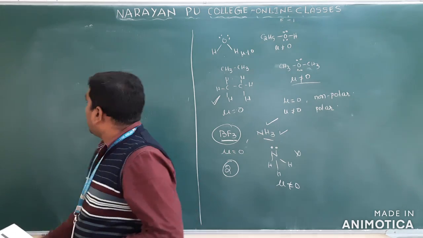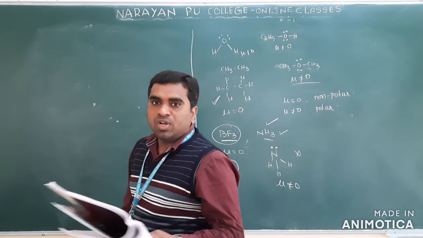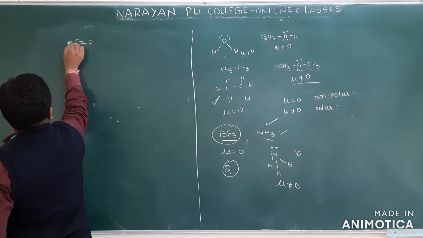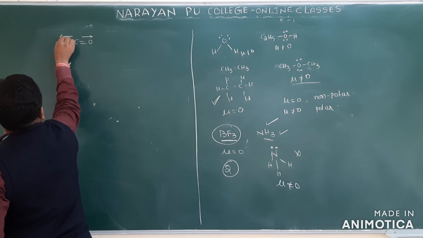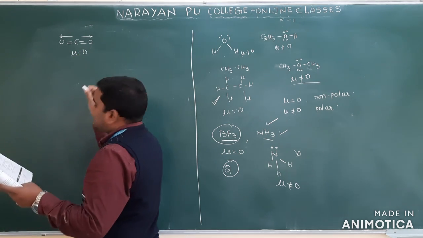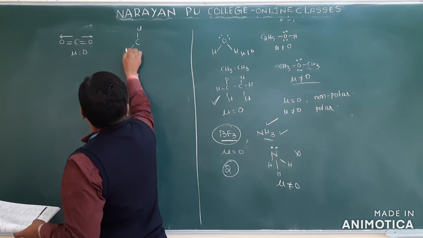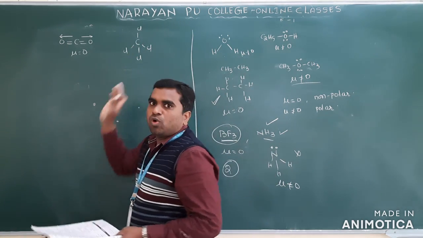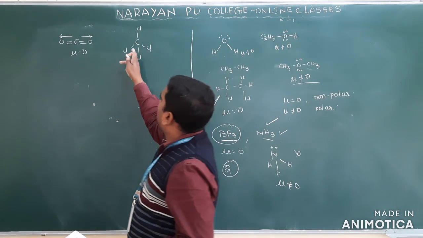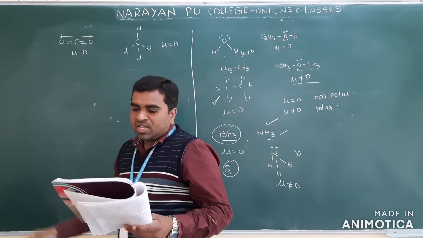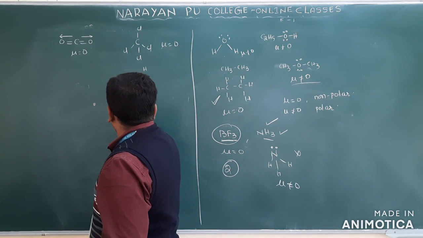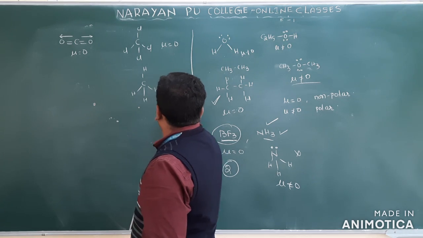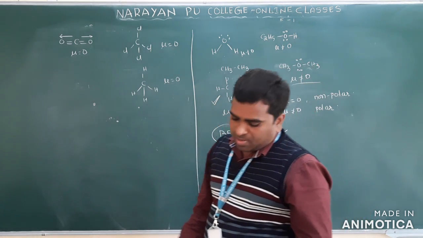CO2: I already mentioned its dipole moment is 0. In CO2, the dipole moment directions are both cancelled, so it is 0. CCl4 is tetrahedral, regular geometry. Carbon is forming 4 bonds and doesn't have any lone pair, so mu is equal to 0. CH4 also has regular geometry because carbon is forming 4 bonds and doesn't have any lone pair, so mu is equal to 0.